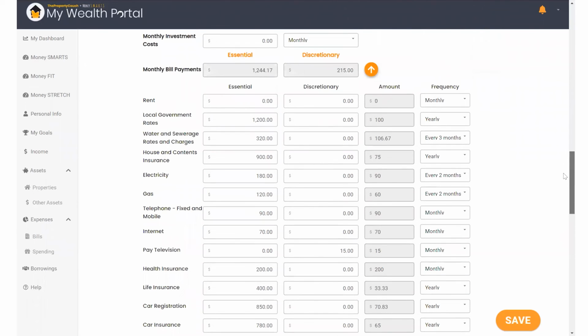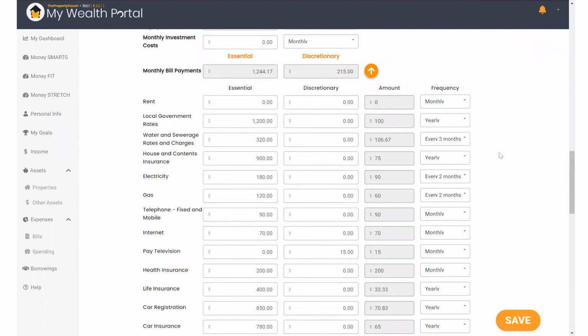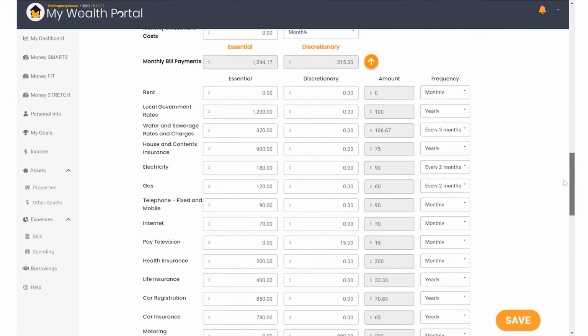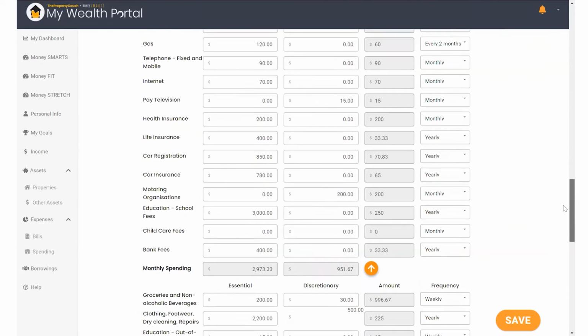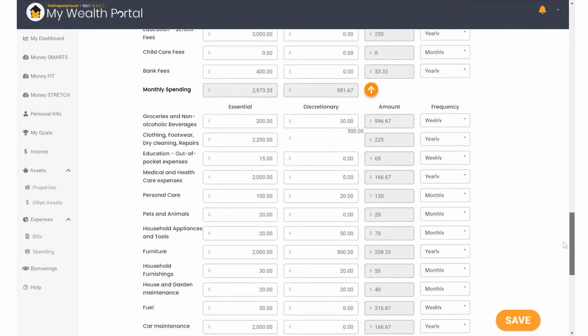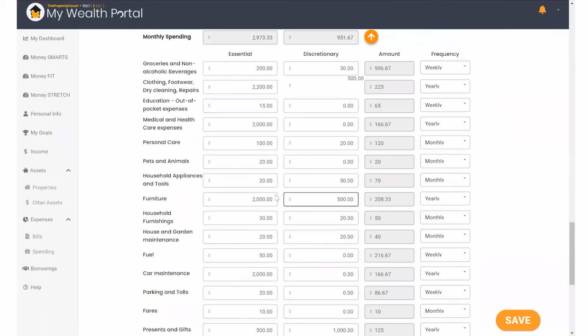So you can see here, I've opened up the bill section. And so if I wanted to review each expense item, I can, and I can adjust those into essential and discretionary. And by adjusting the frequency, the tool will automatically calculate those adjustments. And the same applies for my spending.